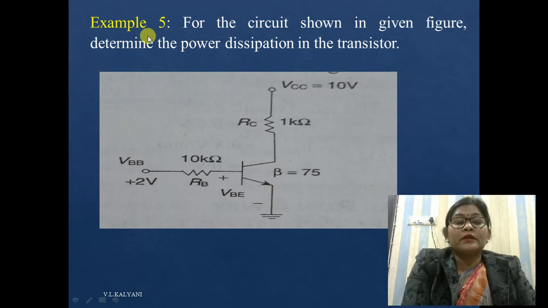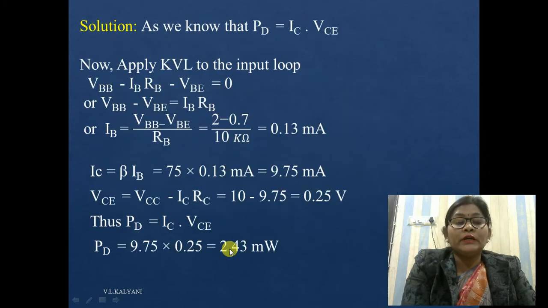Now let's take another example. This is an example for the circuit shown in the given figure. Determine the power dissipation in the transistor. So how to determine the power dissipation? Using the formula, the power dissipation is equal to IC into VCE. So to calculate the power dissipation, first you have to calculate the collector current.